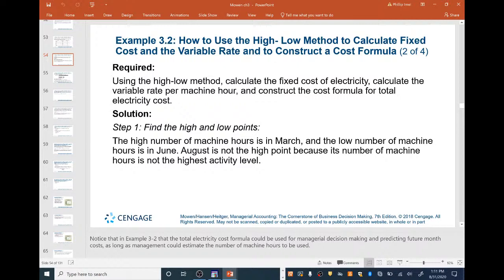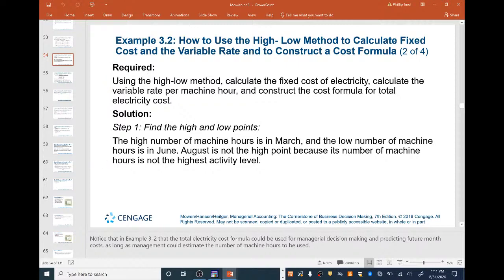Okay, so required, using the high-low method, calculate the fixed cost of electricity, calculate the variable rate per machine hour, and construct the cost formula for total electricity cost, okay? So what's the first step we want to do? Find the high and low points, right?